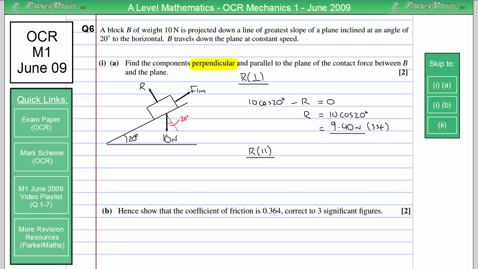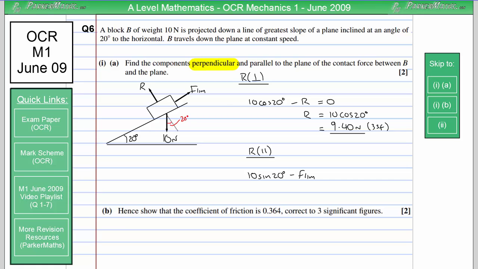Resolving parallel to the slope, we've got a component of this 10 newton force. And if in the perpendicular direction it was 10 cos 20, that means in the parallel direction we are going to get the component of the weight as 10 sine 20 degrees. The only other force that has any impact parallel to the slope is limiting friction, and because we've decided the weight going down the slope is positive, we're going to put minus F lim.